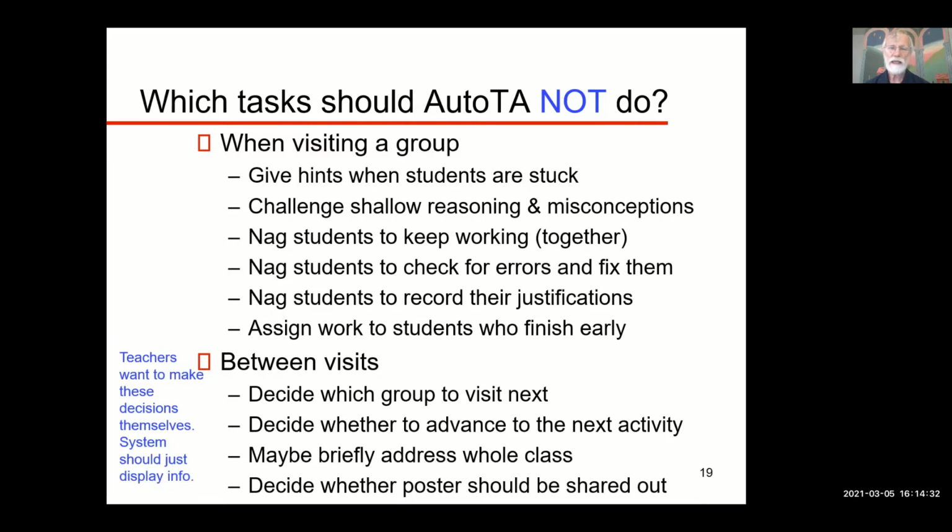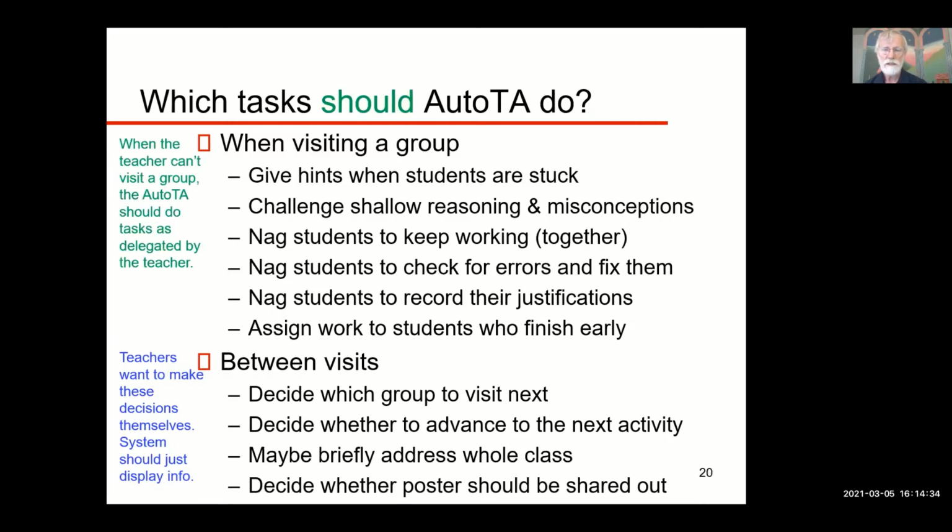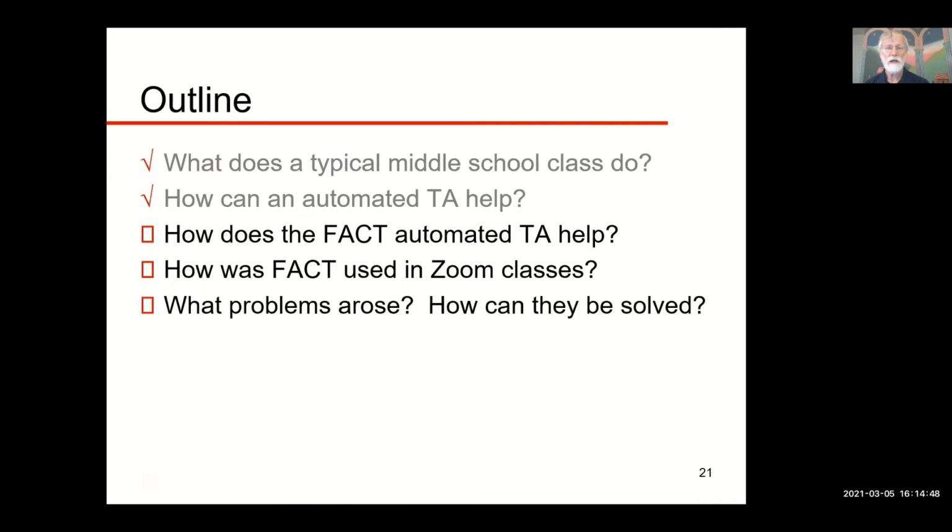However, when they can't get to a group, these are some of the things that I listed. All those things should be things that the auto TA ought to do. Okay, so those are things the teacher wants the auto TA to do, but only if the teacher isn't able to get to all the groups. Okay, so now I've talked about what automated TAs should do to help. Let me explain how FACT does it.